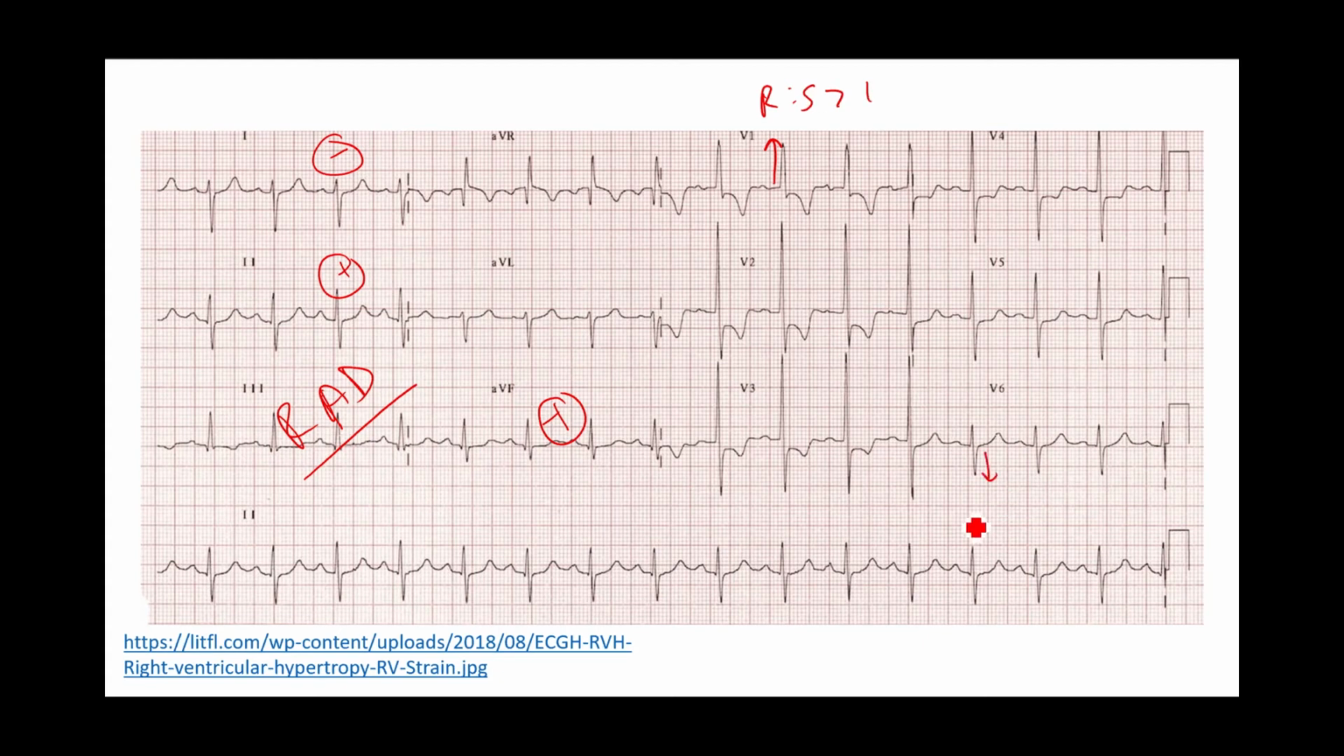If you look at lead 6, you could tell that the S wave is larger than the R wave, meaning the R to S ratio is less than 1. In other words, the QRS in V1 and the QRS in V6 are pointing in opposite directions. Since we have the finding of right axis deviation and these R and S waves pointing in opposite directions, we can call this a right ventricular hypertrophy.